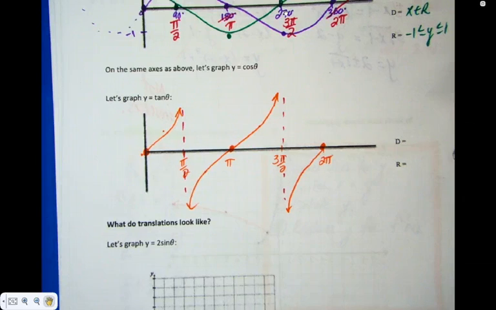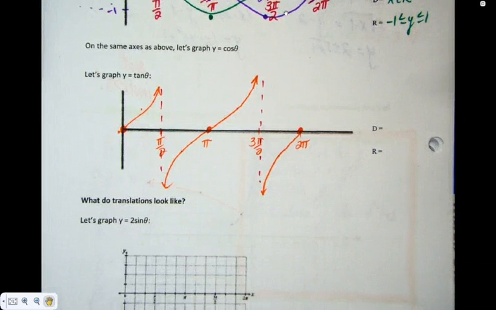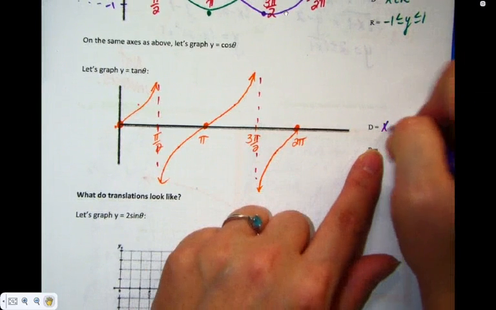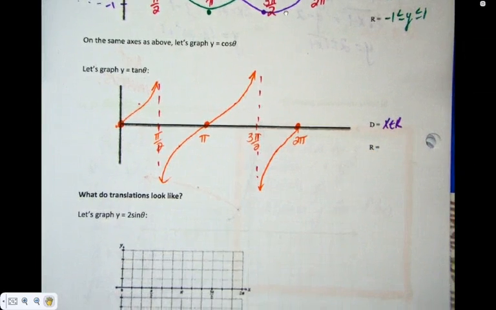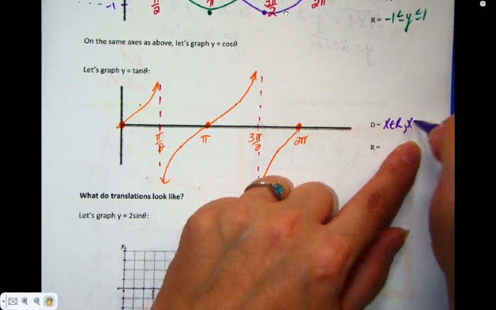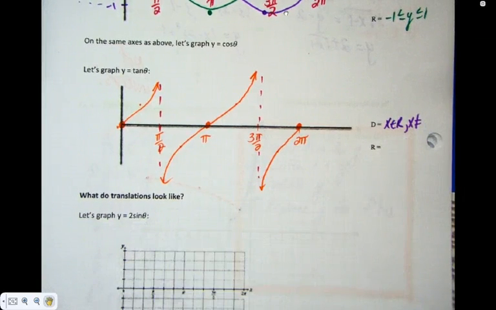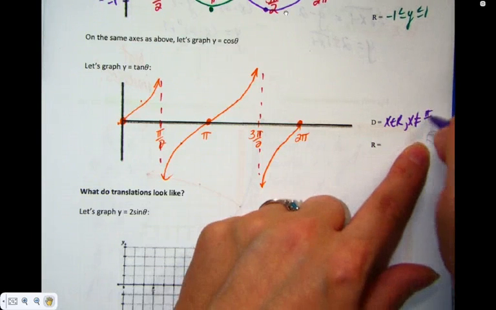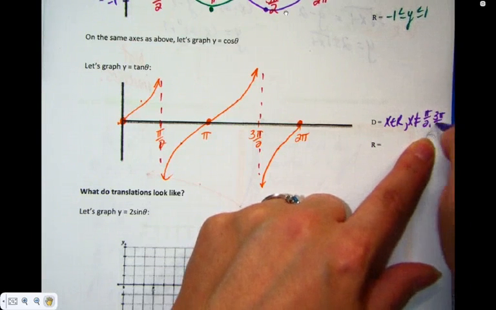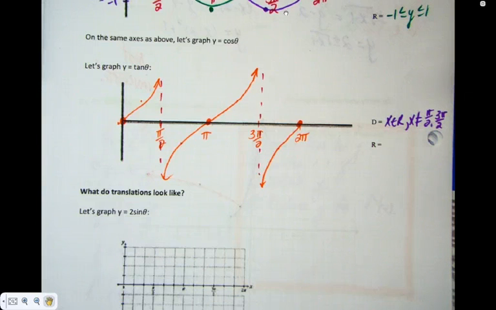Domain. Well, what did we do with domains last year when we had asymptotes? We went x ∈ R, but then we said x could not be whatever the asymptotes are. Same deal here. So I'm going to start with x ∈ R, but I'm going to say x cannot be, well, the asymptotes are at pi on 2 and 3 pi on 2. It's exactly what we did last year with rational graphs with asymptotes. Can be everything except these two numbers.